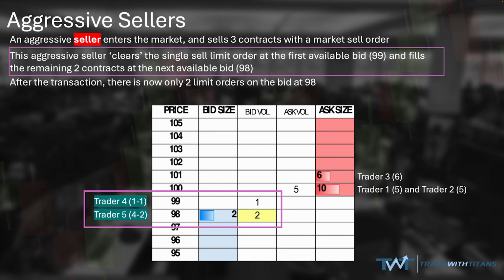Now, an aggressive seller enters the market. He places a market order to sell 3 contracts. The first contract will be matched with Trader 4's limit order to buy 1 contract at 99. Then, the best bid comes at 98. The second 2 contracts are matched with Trader 5's order at 98. Trader 5's buy limit order is now updated to be for 2 contracts.